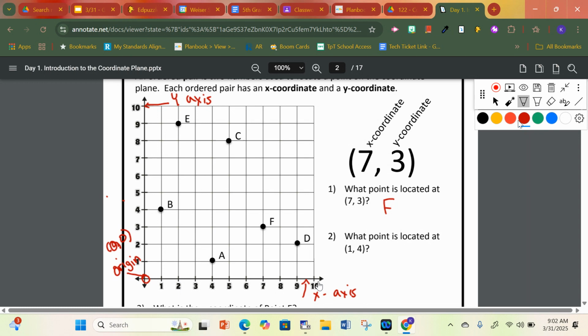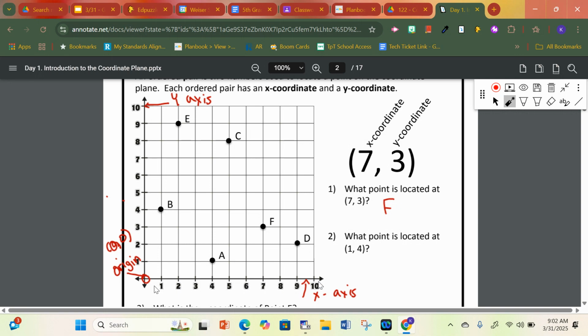Okay, so what point is located at point 1, 4? So how far am I going to travel? Who said A? Raise your hand. Okay, let's see if you're right. How far am I going to travel along the x-axis? 1. So I'm going to come to this 1. How many am I going to go up along the y-axis? 4. So what letter is it? Is it A?